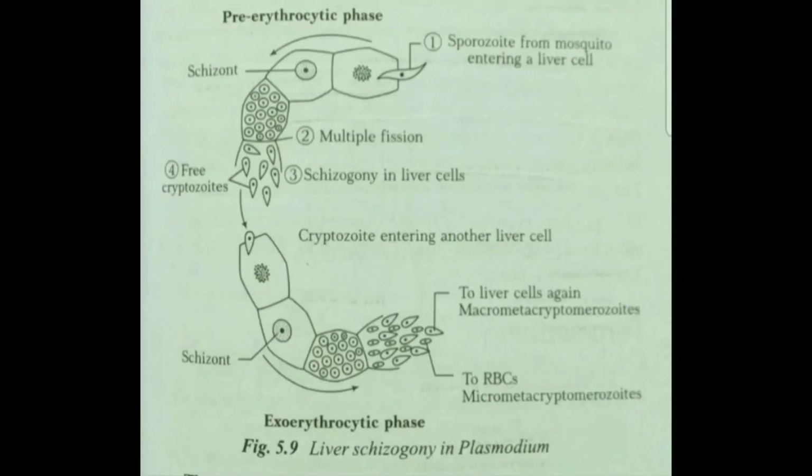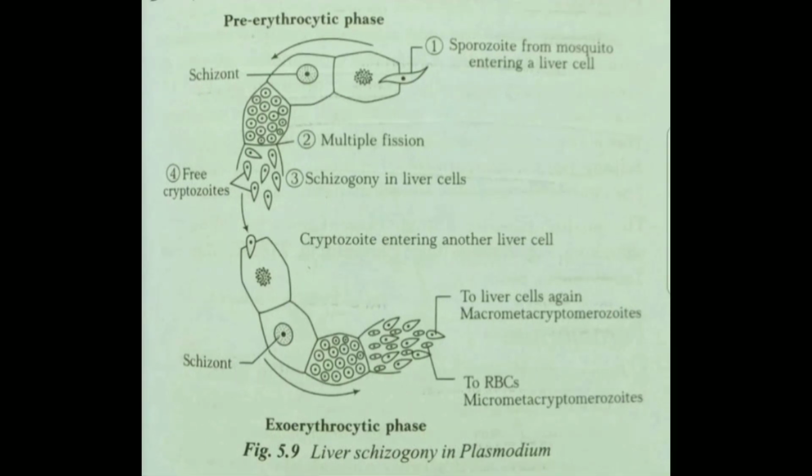When the sporozoites enter the blood, they remain active for about half an hour and disappear from the blood circulation. Then they enter the liver to invade hepatic cells. Here they multiply asexually by schizogony. Pre-erythrocytic schizogony and exoerythrocytic schizogony are two phases of liver schizogony.